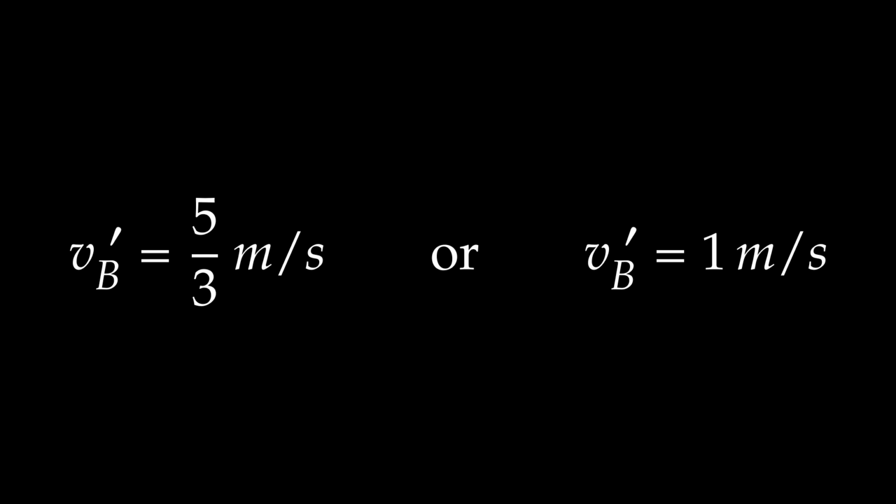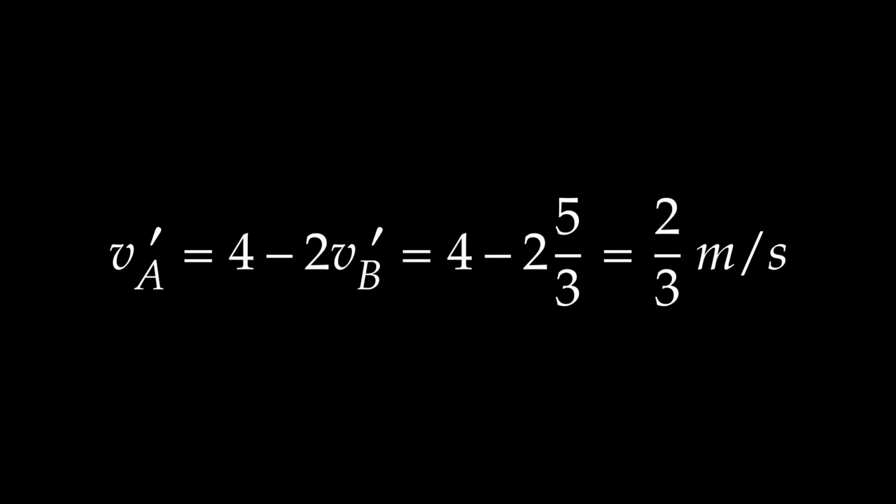Once I know VB prime, getting VA prime is easy to do because I already have an equation up here at the top that says that VA prime is equal to 4 minus 2 VB prime. And so I just have to use that equation. I'll write over here, VA prime is equal to 4 minus 2 VB prime. I'll plug in VB prime as 5/3. So I have 10/3 and 12/3 here. So 12/3 minus 10/3 is 2/3 of a meter per second.